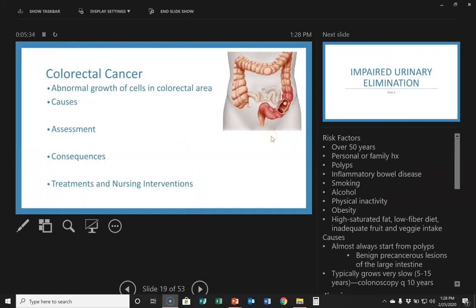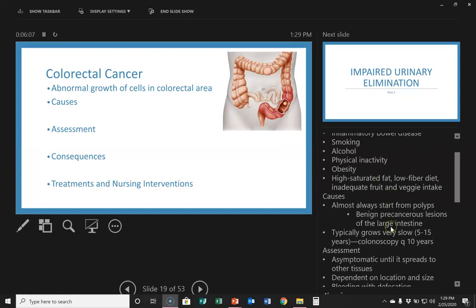All right, colorectal cancer. This is the abnormal growth of cells in the colorectal area. Risk factors. So if it's recommended that you get your first colonoscopy at 50 years old, well then, obviously a risk factor is 50 years of age or older. Personal or family history of colon cancer, polyp formation, inflammatory bowel disease such as ulcerative colitis or Crohn's disease, smoking, alcohol, physical inactivity, obesity, having a diet high in saturated fat and low fiber, inadequate fruit and veggie intake.